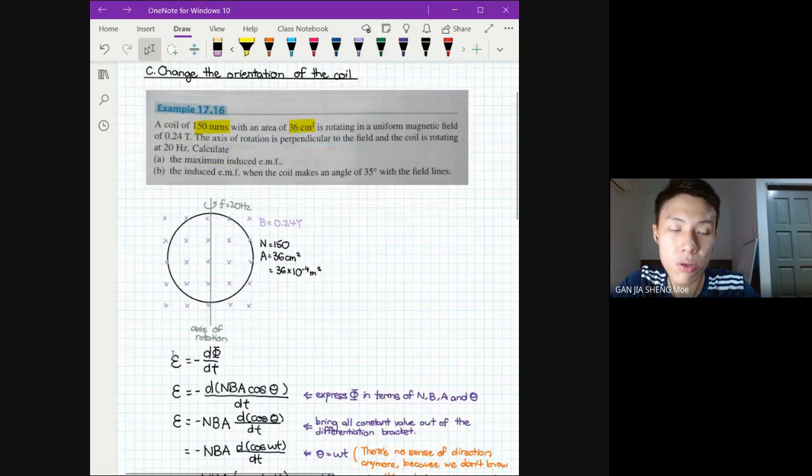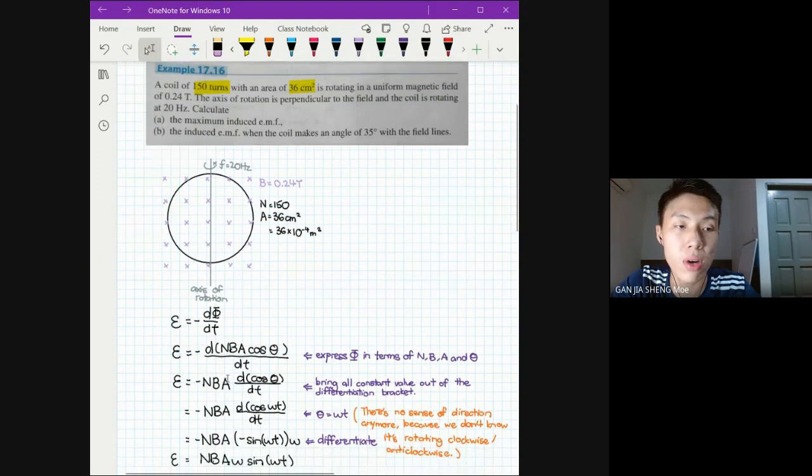Faraday's law tells you that the induced EMF is the negative of the time rate of change of the magnetic flux. In this case, it's magnetic flux linkage because there's more than one turn. So the magnetic flux linkage, we can expand it to become NBA cos theta. BA cos theta is the magnetic flux, multiplied by N, you get the magnetic flux linkage.